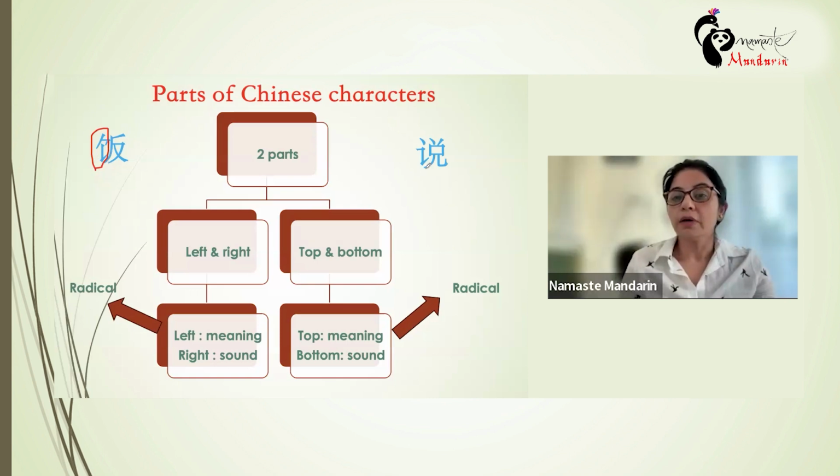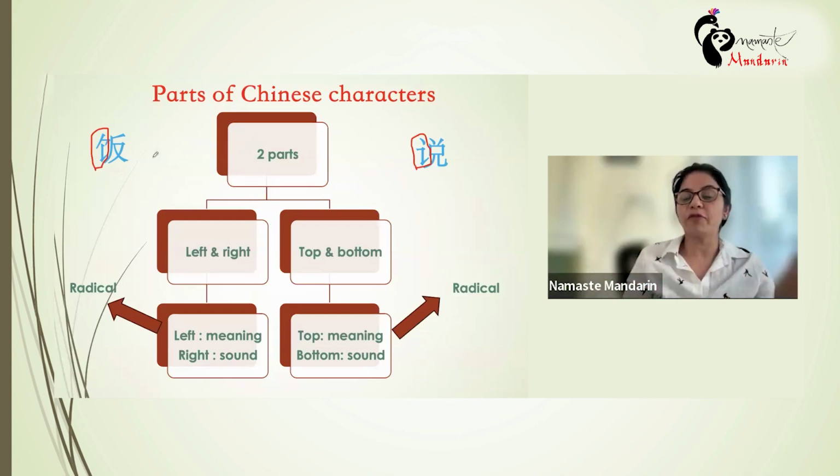Now if I look at this one, this is the left part of this particular character. This is a radical for speech, knowledge, information, reading. Anything related to speech, information, reading, knowledge will have this radical in it. And this is the character for shuo, which means to speak, to say. So these are the two characters where we have a left part and right part.